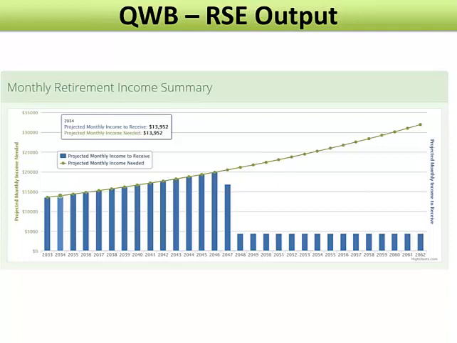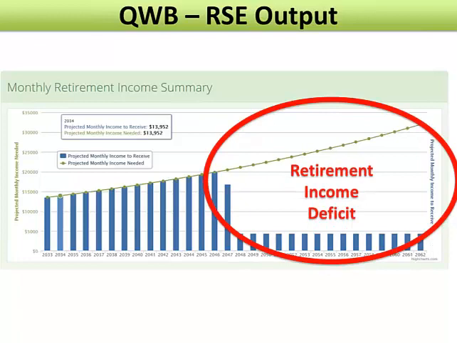And if the blue bars don't touch the green line, green dotted line, it means they're not having enough money, which we call a retirement income deficit. So it's very easy for anyone to look at this and know, okay, that's not a good thing. We then can show them to prove why we're saying they're going to have a retirement income deficit.